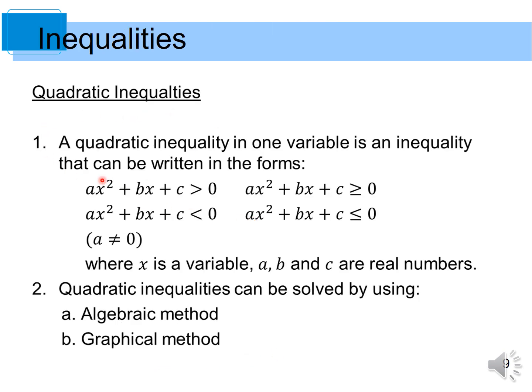Quadratic inequalities. A quadratic inequality in one variable is an inequality that can be written in the forms. We have 4 types as well. And why do we say this is quadratic? Because the order of x is 2 and the leading coefficient is not equal to 0, where x is a variable, and a, b, and c are real numbers. A quadratic inequality can be solved by using algebraic method and graphical method.